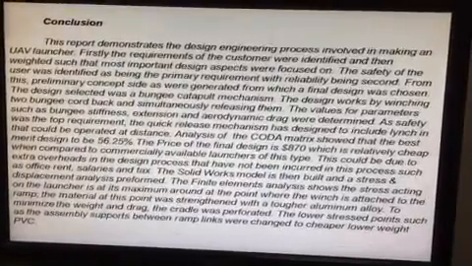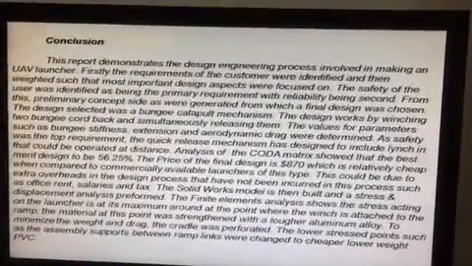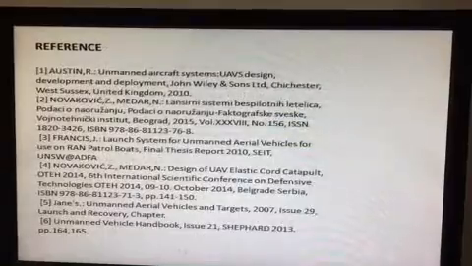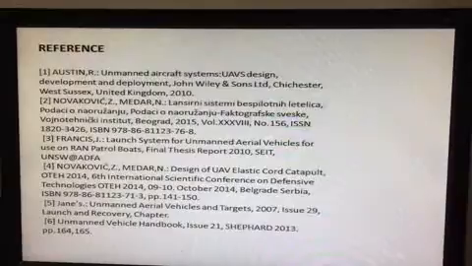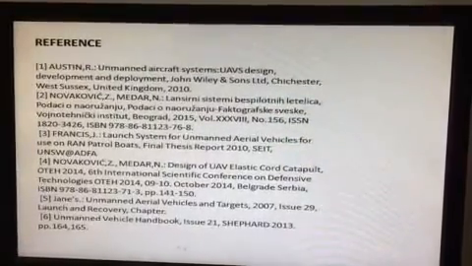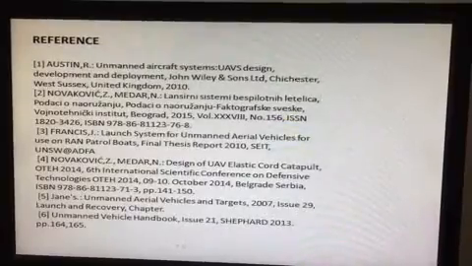Generally, at last we come to the conclusion that we have done this properly. The references were taken from these papers: Austin Unmanned Aerial System, Novaquick, Francis Novaquick and Jen. We have taken from this reference.